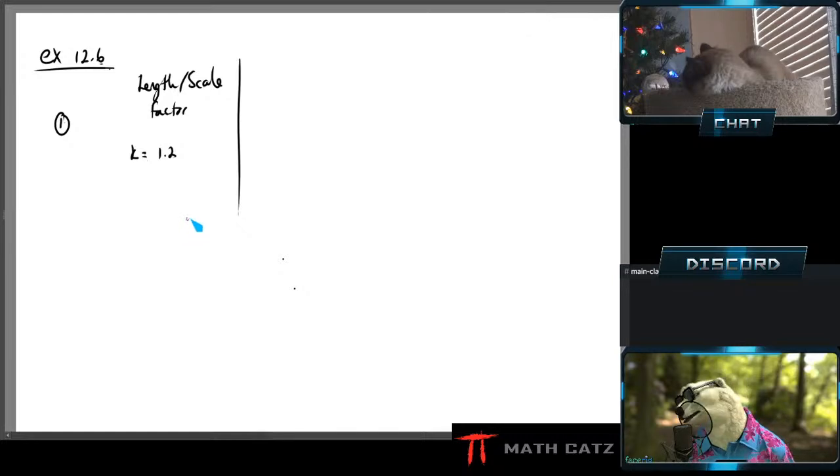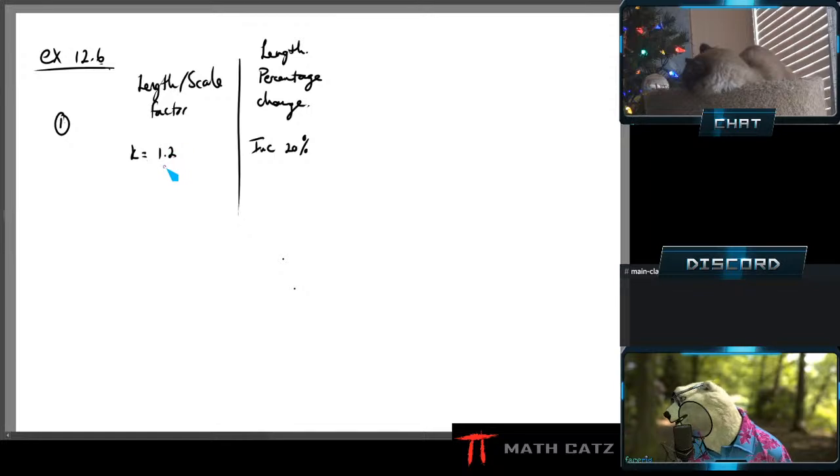Now, I don't have to do it in this order. The percentage change I can interpret from the scale factor. I'll say here the length dimension percentage change will be an increase by 20%, right? So I'm looking at how I travel in this factor from my base 1. I'm going up by 0.2. The percentage equivalent of 0.2 is 20%. Okay, so that is everything, pretty much, regarding the length dimension.